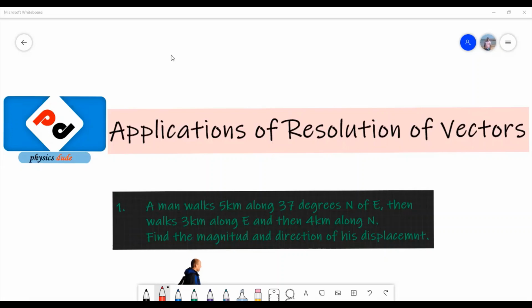In my last lecture, I explained the resolution of vectors, how a vector is resolved, and we discussed the different cases and properties of resolution of vectors. In this video, I'm going to explain some very good applications of resolution of vectors. Remember, resolution of vectors is an important chapter that helps you to understand physics easily. So let's do some problems based on the resolution of vectors.